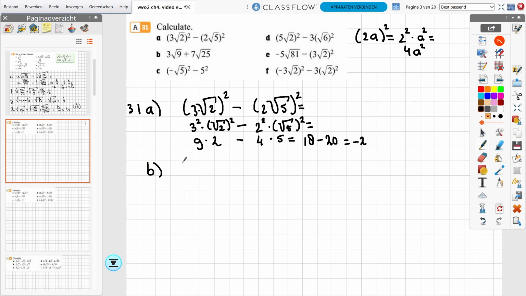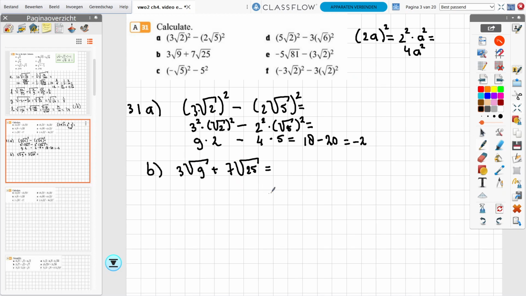B. 3 root 9 plus 7 root 25. People who have already reviewed the theory, I think theory B, may take a look at this and say, well, this has no answer because those are not like roots, so I cannot add them up. It's a bit the same like this, right? If I have 3a plus 7b, I could not simplify this. Those are different roots.